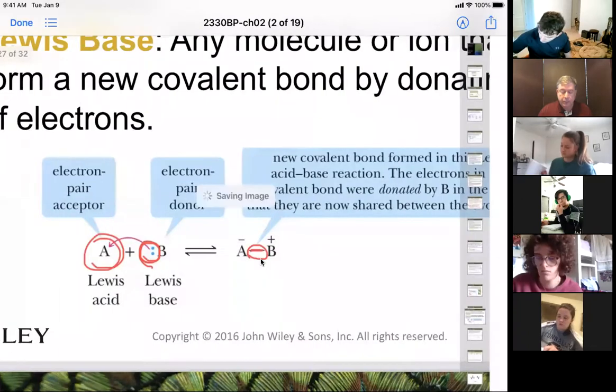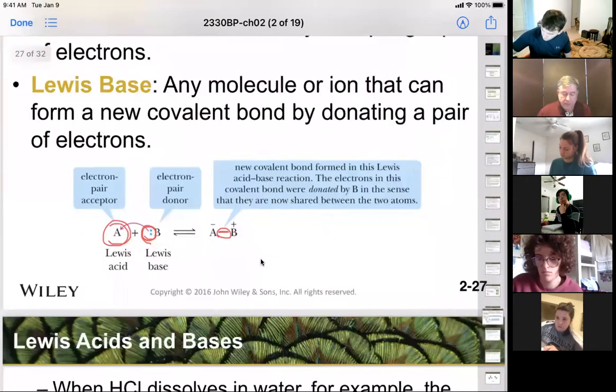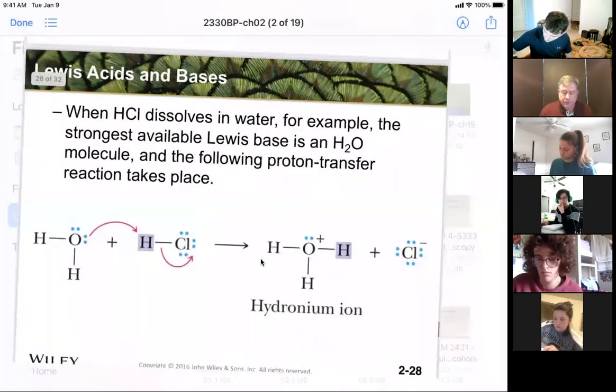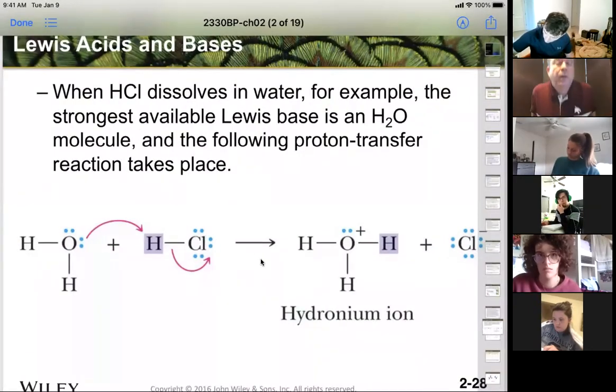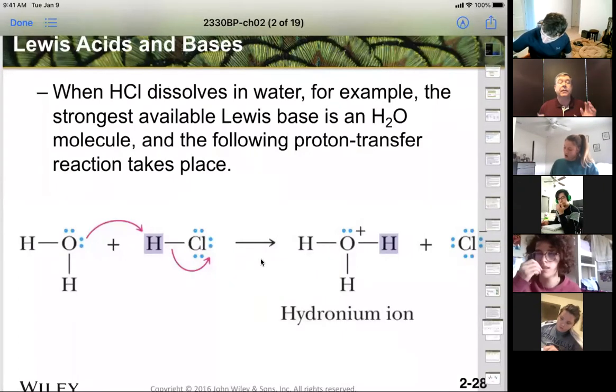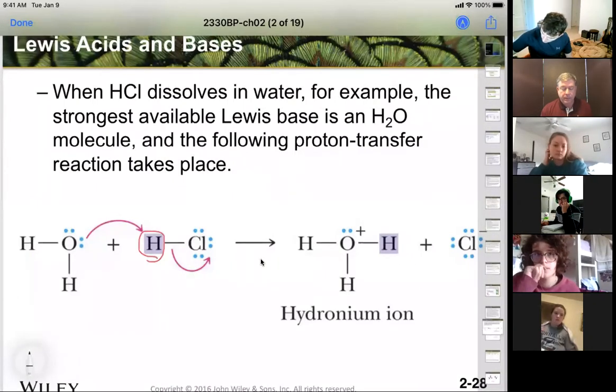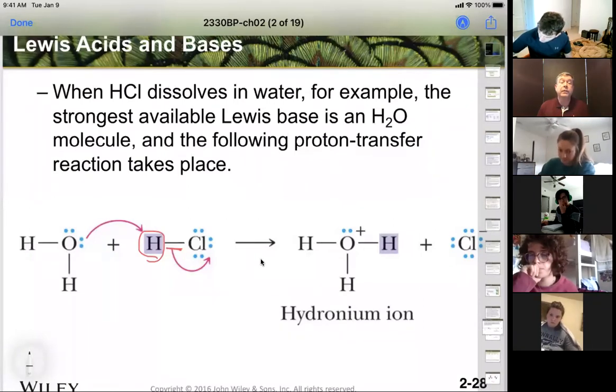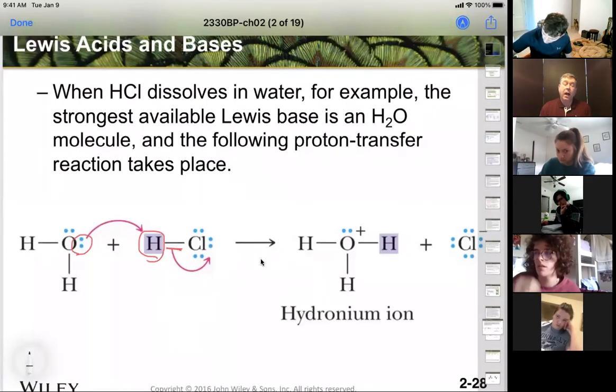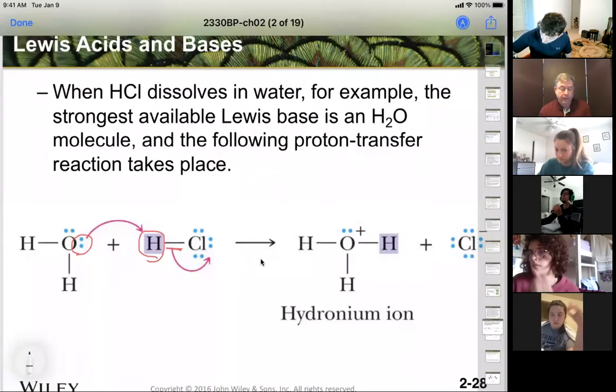So let's play with that a little more. Let's go back to the original definition of the Arrhenius, where HCl dissolves in water. But let's look at it in terms of Lewis acid, Lewis base theory. In this case, we have a hydrogen atom that is bonded to this chlorine atom. It's got a sigma bond. However, we also have an oxygen over here with a lone pair. So that oxygen is going to donate that lone pair to this hydrogen to make a new sigma bond.